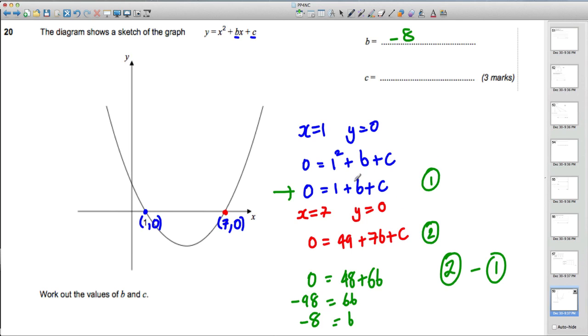Let's put it in there. 1 plus negative 8 is negative 7, so negative 7 plus c is 0. Add 7 to both sides, c must be equal to 7. Okay, and therefore we've got our b and our c.